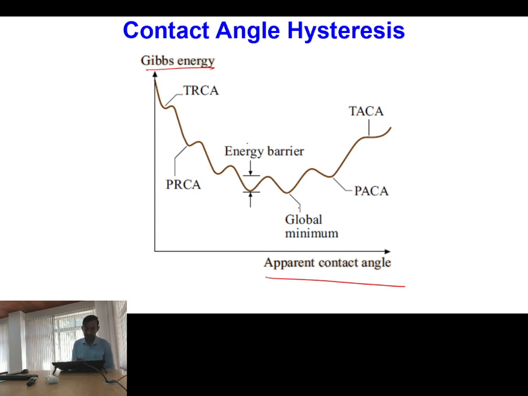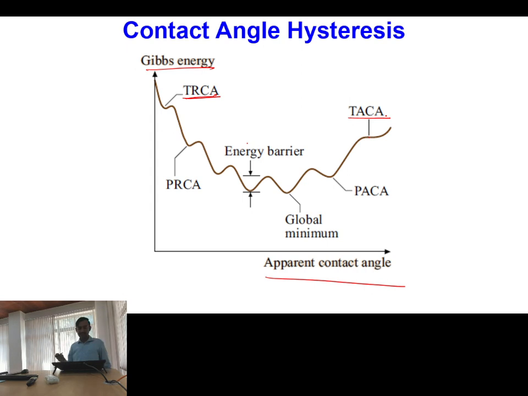Okay, so the highest local minima present in the system is called the lowest local minima. The lowest angle is called the theoretical receding contact angle, and the highest value of angle for which you have a minima is called the theoretical advancing contact angle.